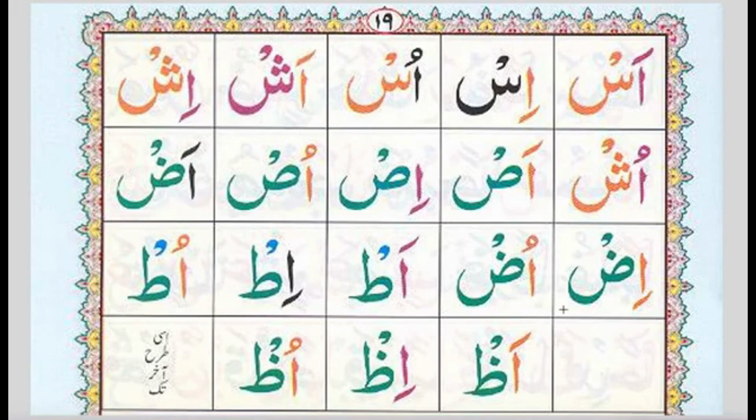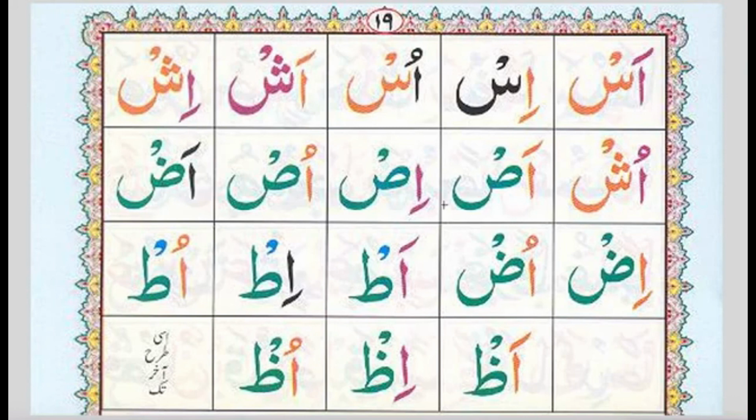Ad, id, ud. Alif ta fatha at. Alif ta kasra it. Alif ta dhamma ut. Alif za fatha az. Alif za kasra iz. Alif za dhamma uz. Az, iz, uz.